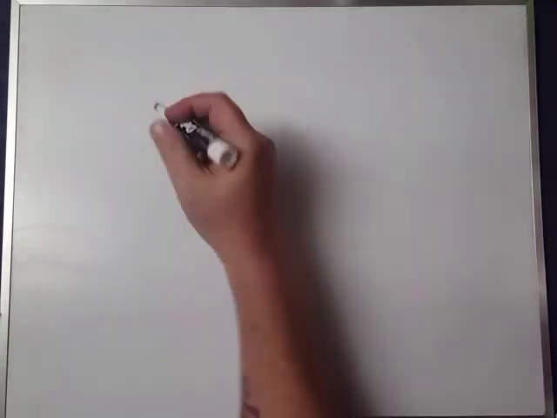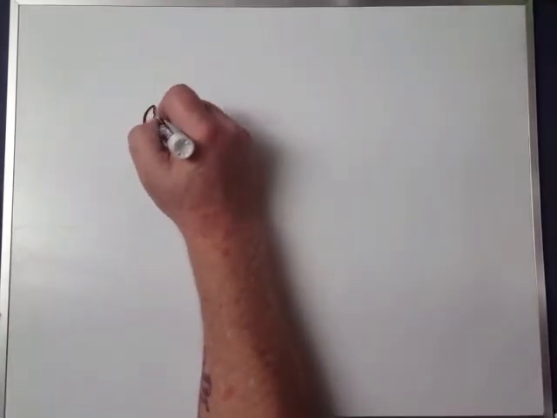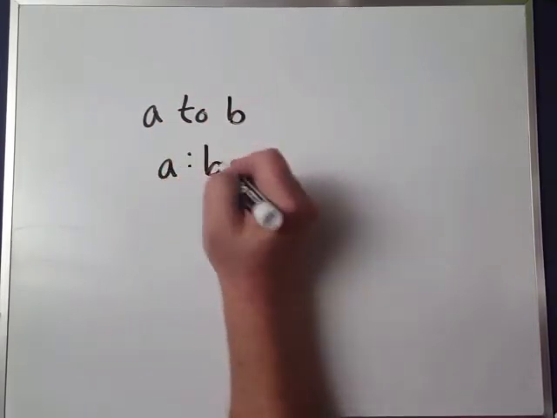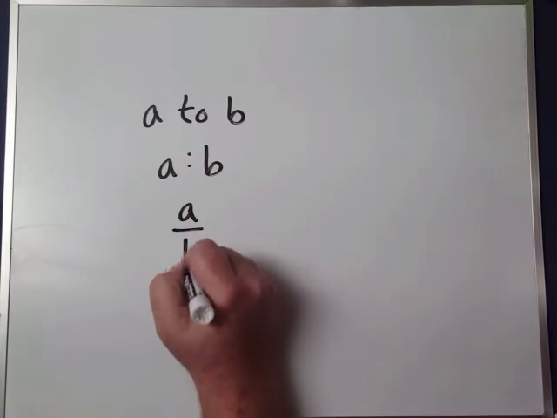It says the ratio of a number A to a number B, where B is not 0, is written as follows: A to B, A colon B, A over B. We actually read all of these aloud the same way. A to B, A to B, A to B.